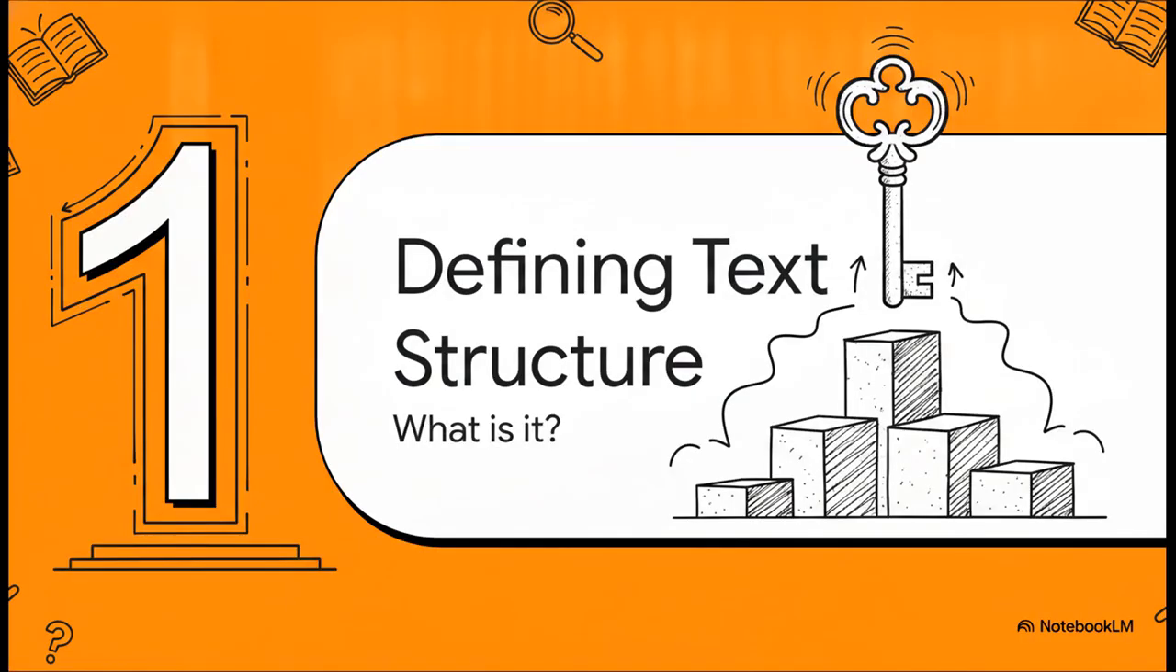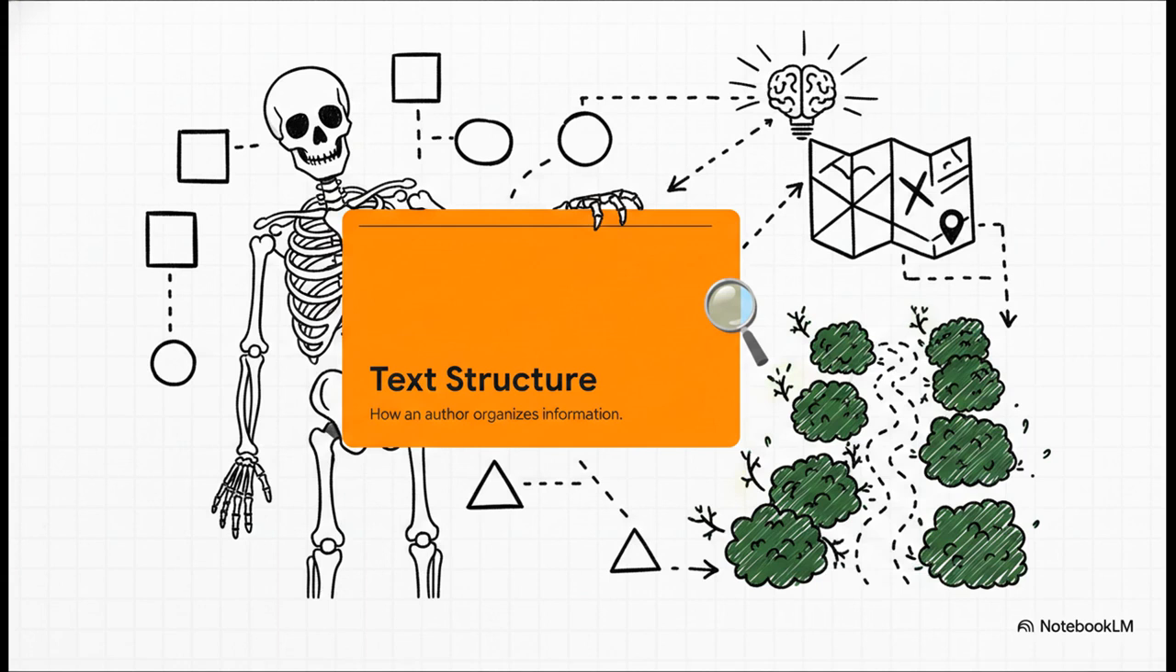Section 1, Defining Text Structure. So what are we actually talking about here? Text structure is, very simply, how an author organizes information in a passage. Think about it. An author doesn't just throw sentences onto a page at random. Every single passage has an underlying skeleton holding the whole thing together.